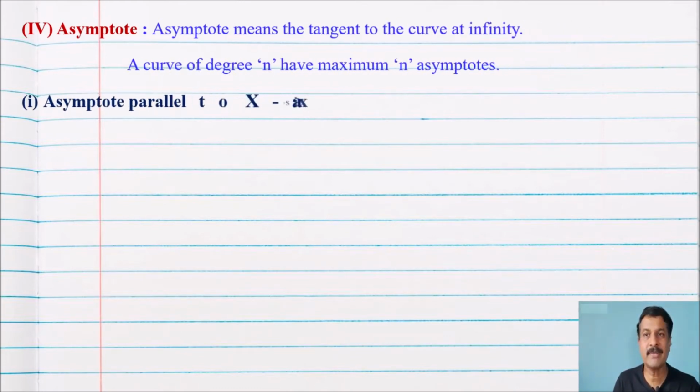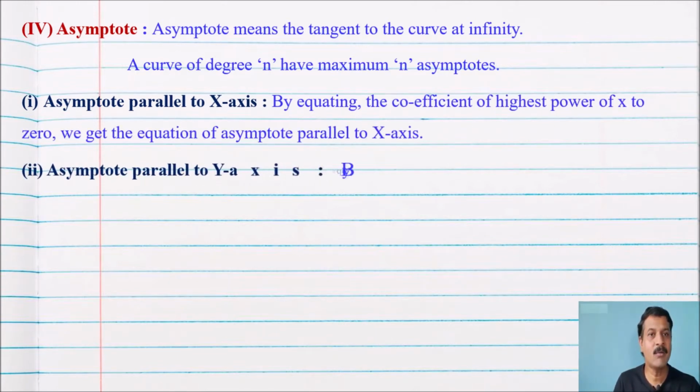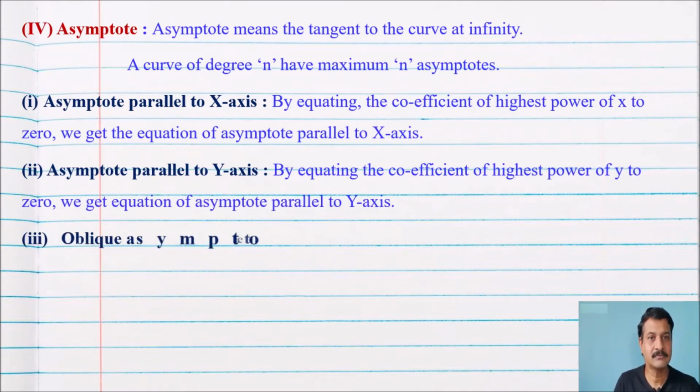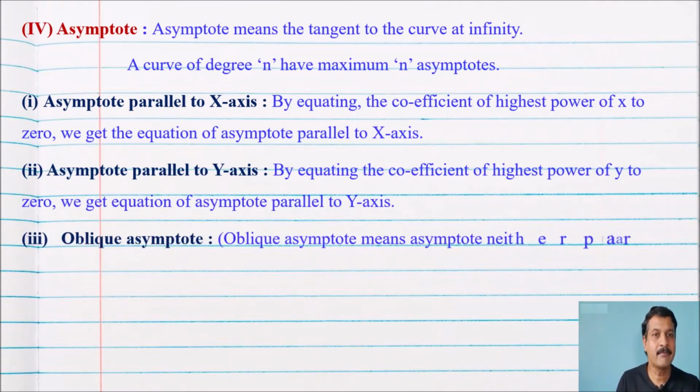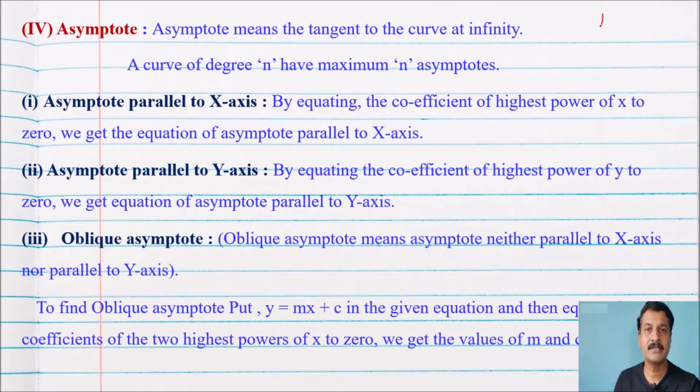So an asymptote means the tangent to the curve at infinity. What is meant by tangent? Tangent means that the curve and the tangent line meet each other at a single point. For example, here this is a curve, and at this point we are saying tangent. It means that this line is a tangent to the curve at this point, and the tangent and the curve meet each other at a single point P.